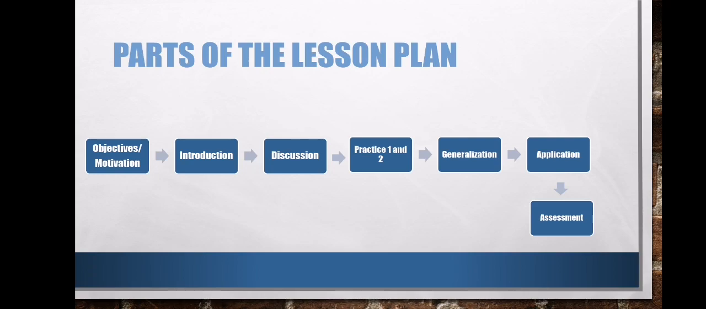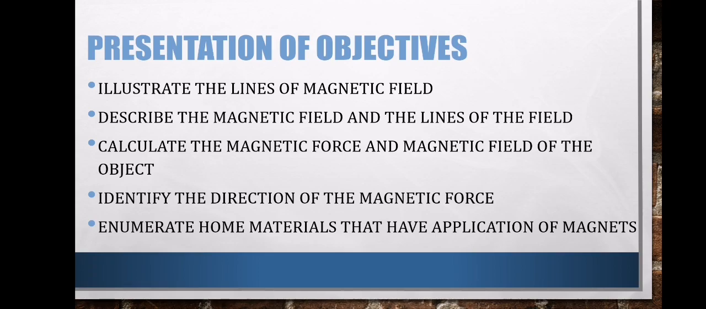And the last part of the lesson is the assessment. This is a paper and pencil test type that will measure how much learning they have gained from the whole duration of the discussion. This is also the time where I evaluate myself if I have attained the objective. Now at this point, please bear with me as I demonstrate to you some of the parts of my lesson plan.